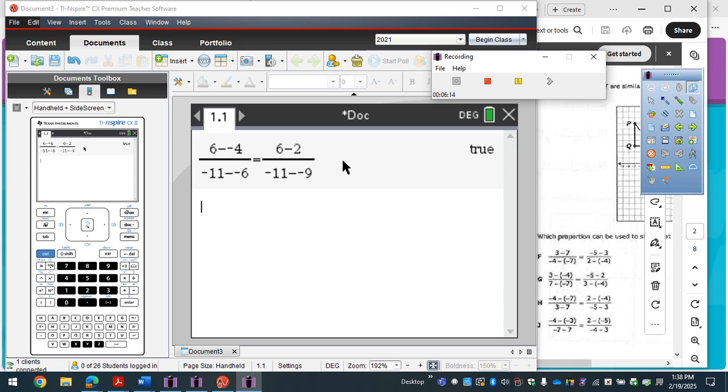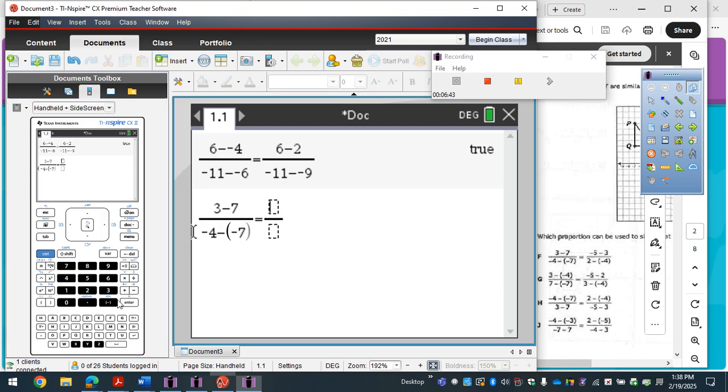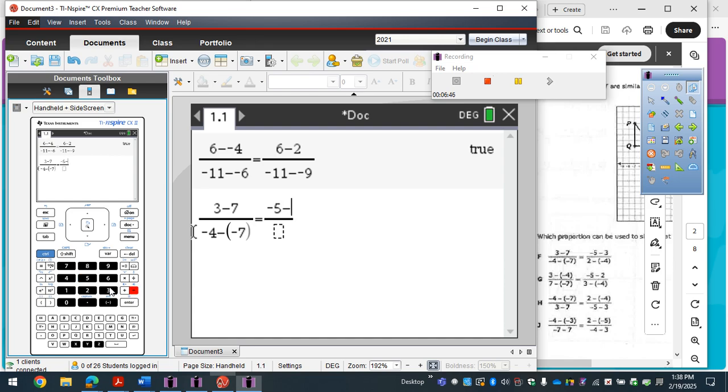Okay, so I'm going to put them in the calculator, and I'm going to show you the first one is wrong. I know the answer because I just tried it on another calculator over here. This first one gives us a false sign. So this one says 3 minus 7 over negative 4 minus negative 7 is supposedly equal to negative 5 minus 3 over 2 minus negative 4.